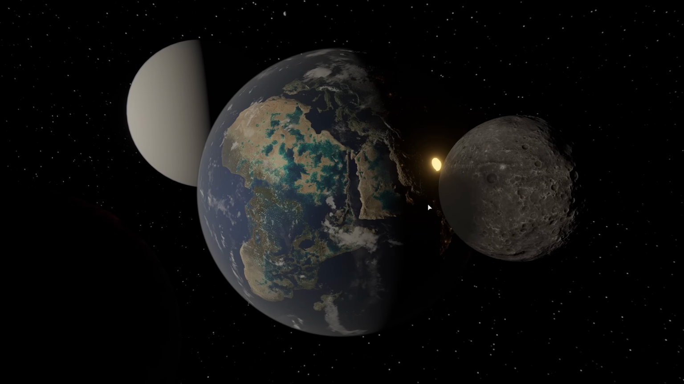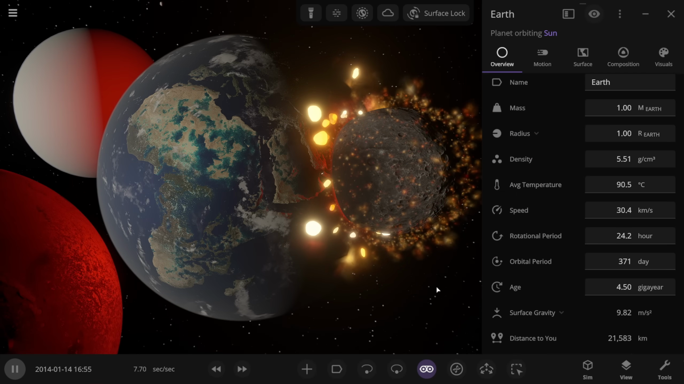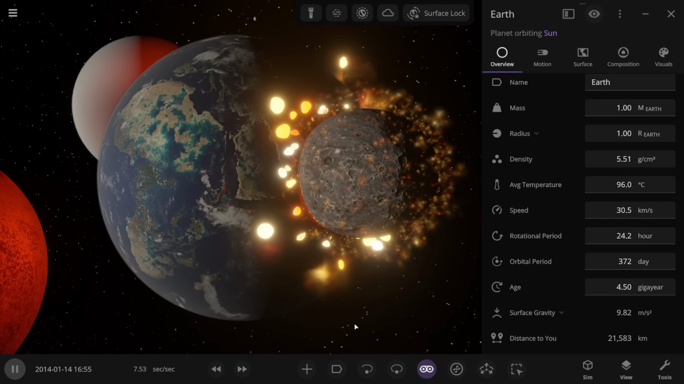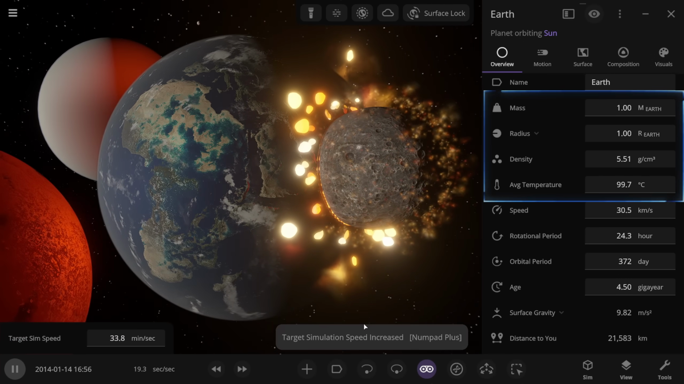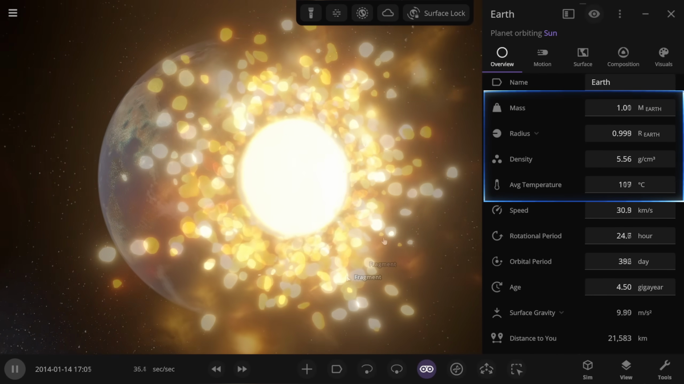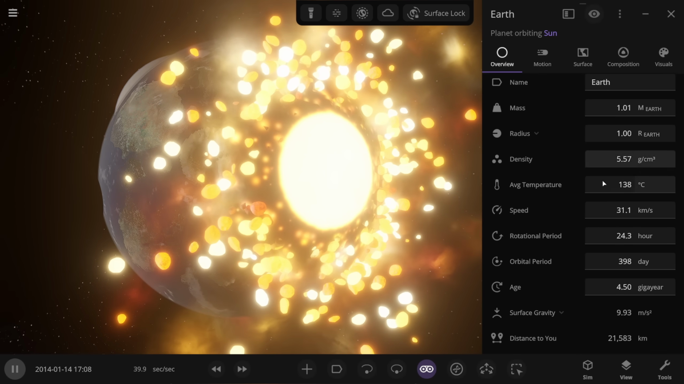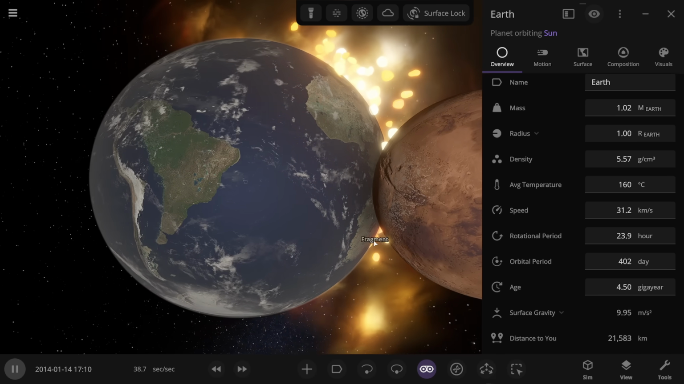And Mercury, as usual, is the first to collide with Earth. I've opened Earth's characteristics again. Look at how things are changing here, and now these particles are flying off from Mercury. I'll speed up time. And this time, as you can see, the mass has only increased by 1%, and the average temperature is starting to rise significantly. Next, Mars will collide.